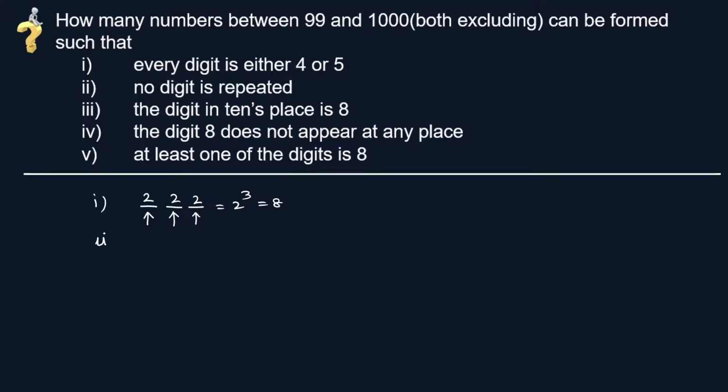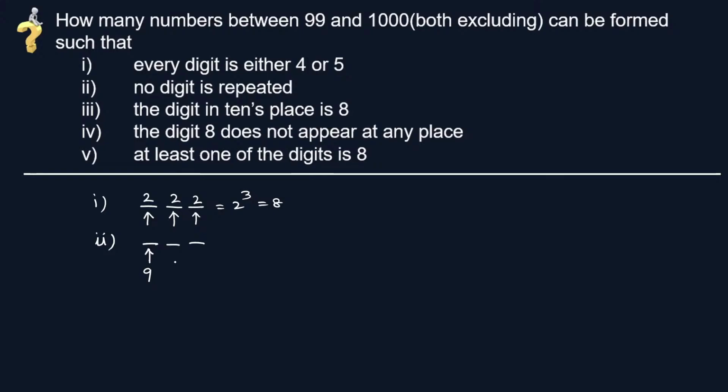Let us see number 2. No digit is repeated. We have to form a 3-digit number. So this place can be filled in 9 different ways. Why is it so? Because this number cannot start with 0. If it starts with 0, it no more remains a 3-digit number, it will become a 2-digit number. So this place, the 100 place, will be filled in 9 different ways.